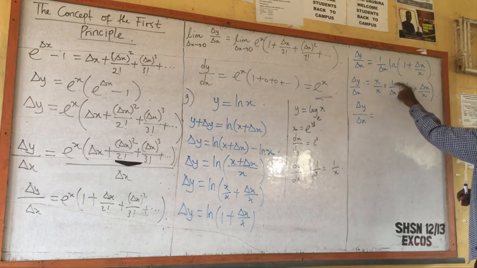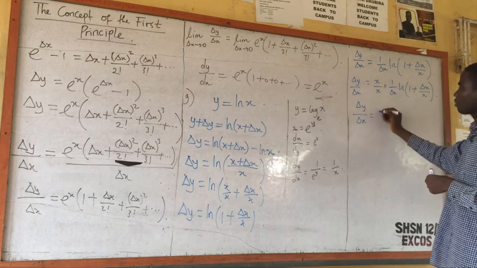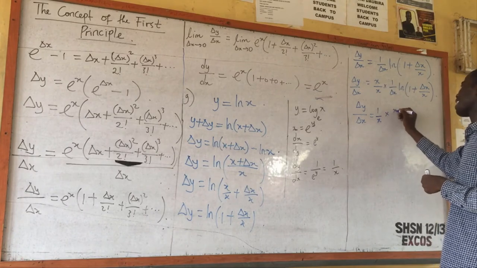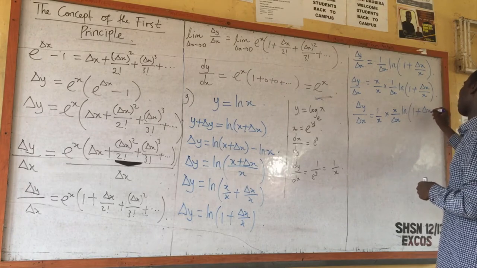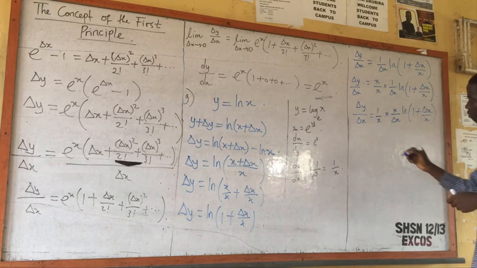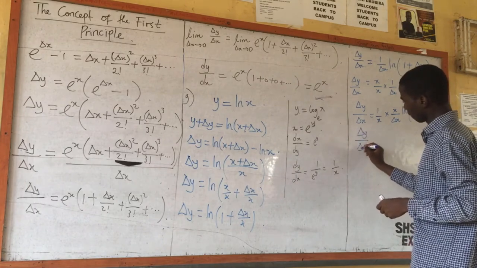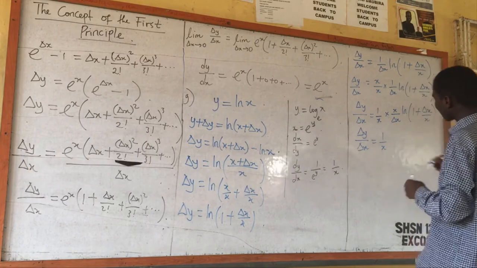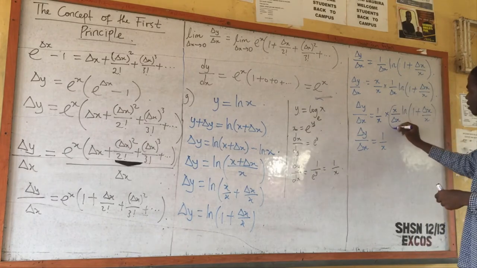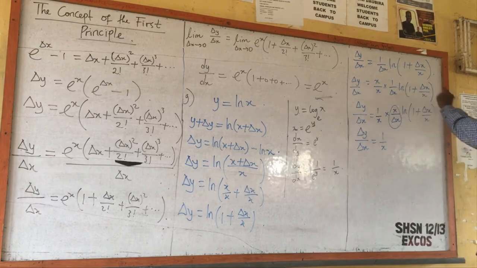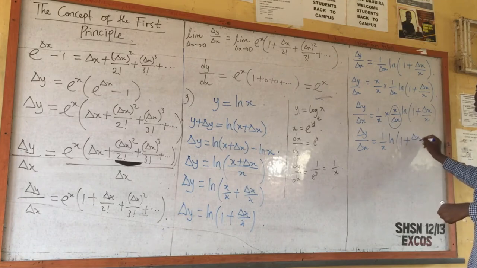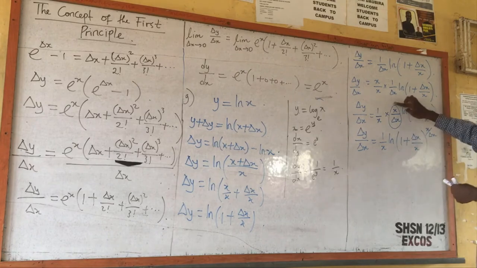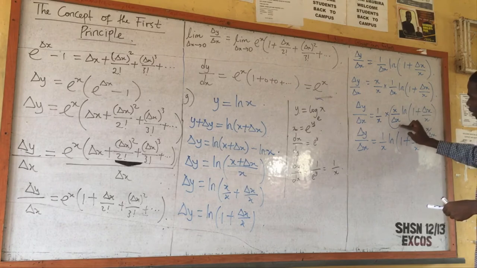So I will now let this s come on top of this delta s, so that I will be left with 1 over s multiplied by s over delta s ln of 1 plus delta s all over s. This s over delta s can come up, because ln is a log function, then I have the power s over delta s. So that is what I have here.